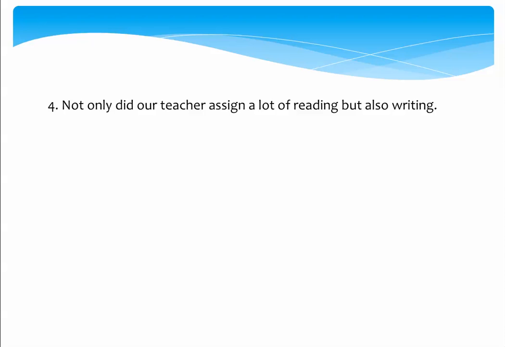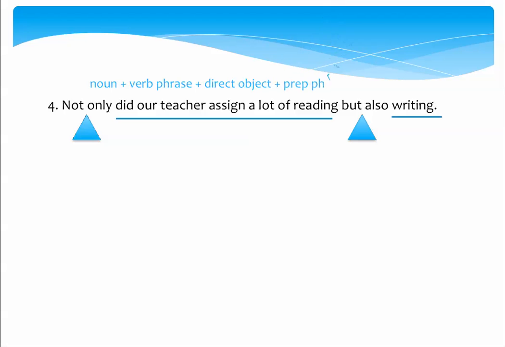Finally, number 4. Not only did our teacher assign a lot of reading, but also writing. Not only, but also. We look at what's being joined. Did our teacher assign a lot of reading and then a lonely little writing? Clearly not in balance. Here I've got a noun plus a verb phrase plus a direct object plus a prep phrase, and then a lonely little gerund.